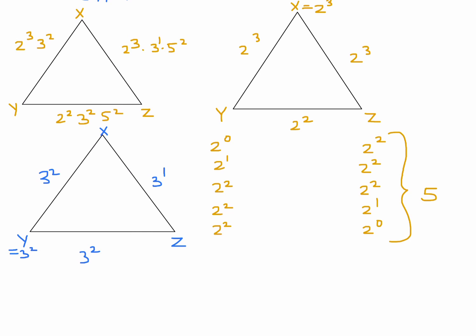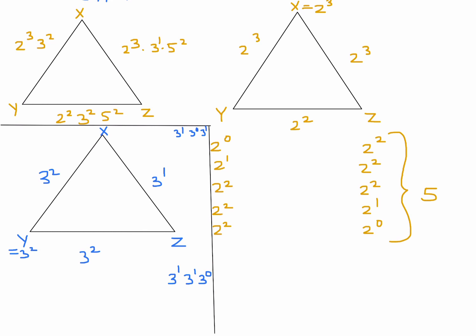Well, x and y, a few choices, right? We can have either 3 to the power of 1 for x, and z could be 3 to the power of 1 also. Or you can have 3 to the power of 0 for x, and 3 to the power of 1. Or you can have 3 to the power of 1 here, and 3 to the power of 0 here. I think those are the only ones.